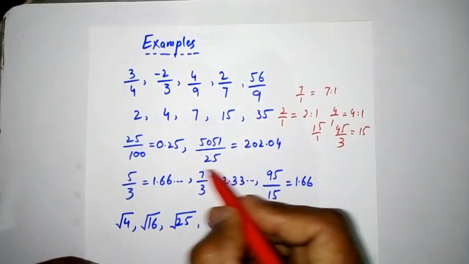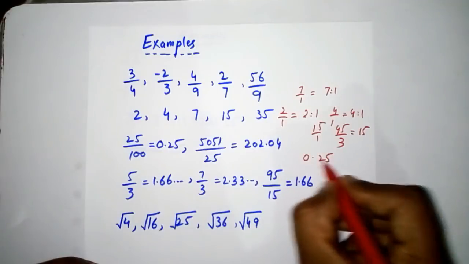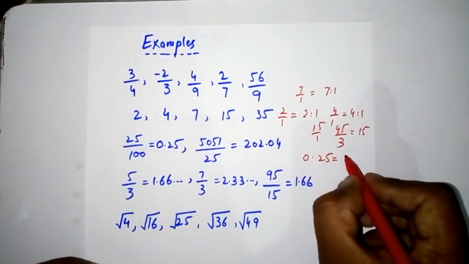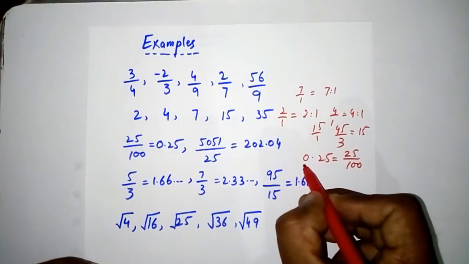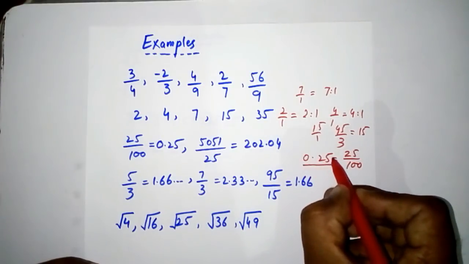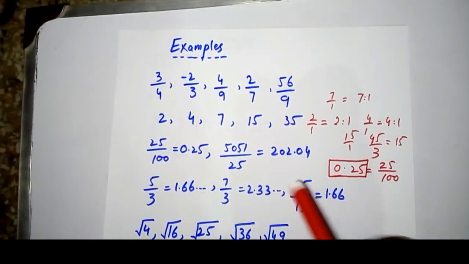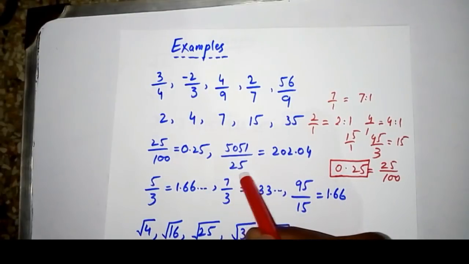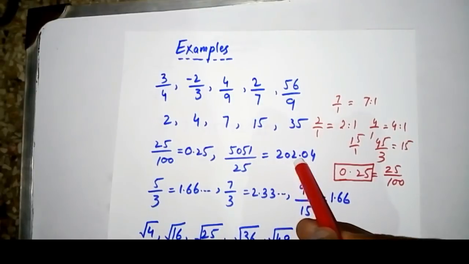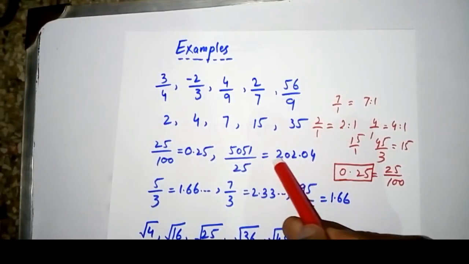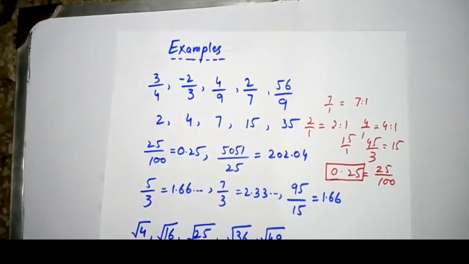Okay, if we have a number in the form of decimals like 0.25, we can also write this number as 25 by 100. Okay, here we can see it is a terminated decimal. Okay, again we can see here 5051 divided by 25. If we solve this division, then the answer is 202.04. Here you can see it is a terminating decimal. Okay, so it is also a rational number.